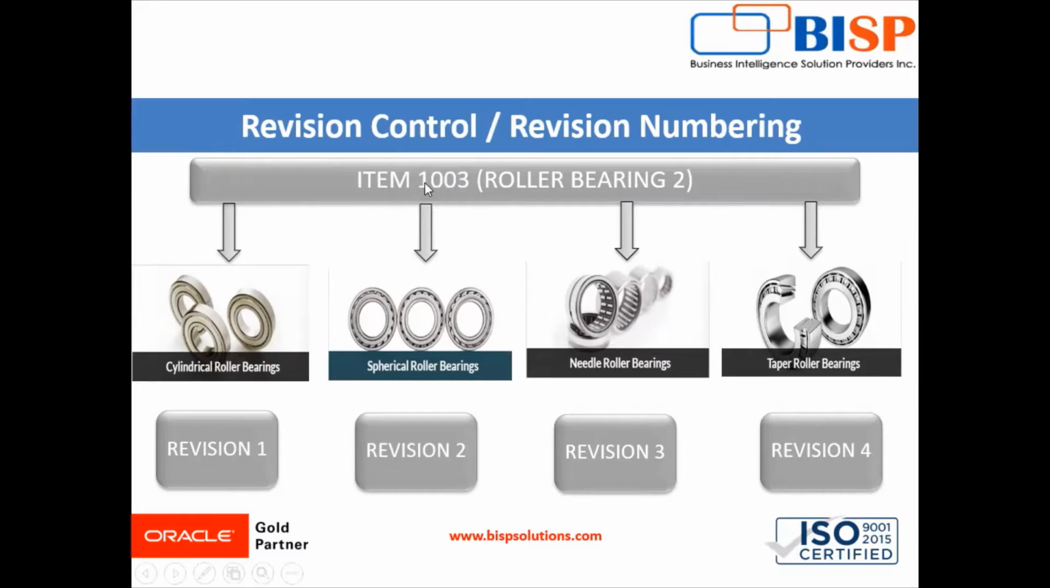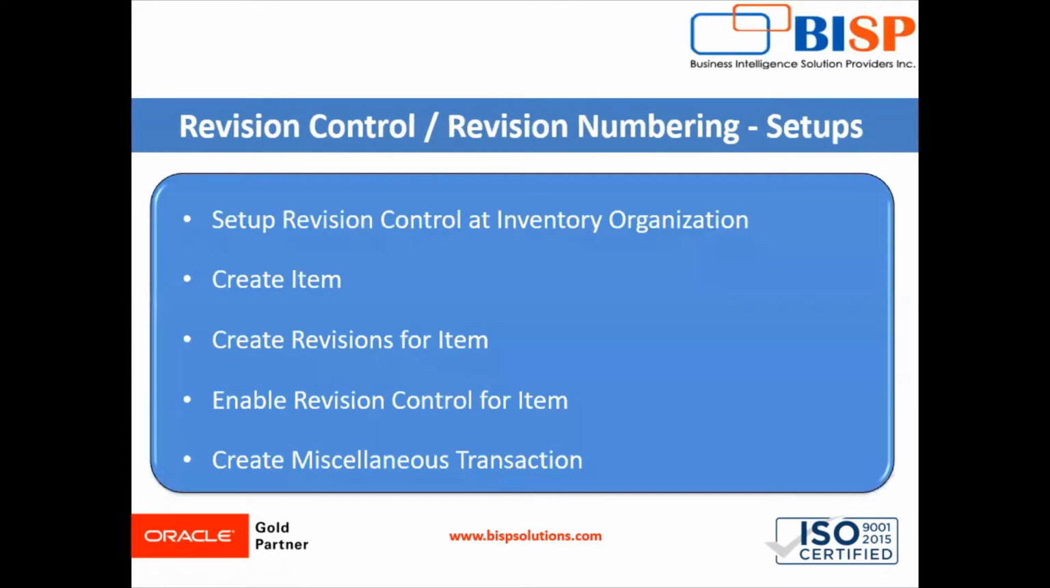So this is the item, and the item has different versions. We will create it in our application, and we'll see how to perform this revision control. And later on, we will create a transaction, and we can define the on-hand quantity on revision 1 or revision 2, right?